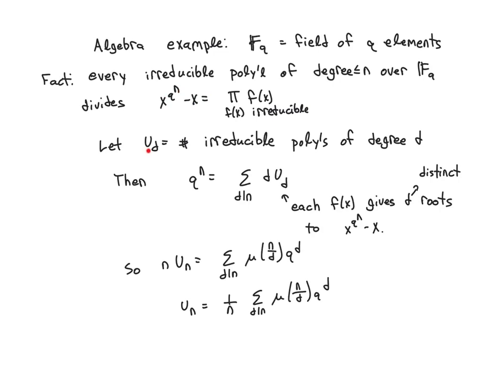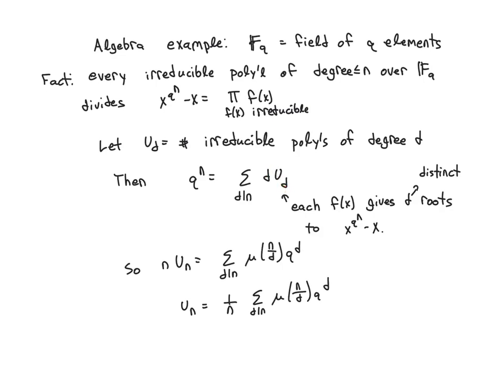And so we're going to let u sub d be the number of irreducible polynomials of degree d over this finite field. And that's the thing we want to count. And yet it turns out it's hard to count it. What we can do, though, is prove this identity, that q to the n is equal to the summation over all divisors d of n, of d times u sub d.